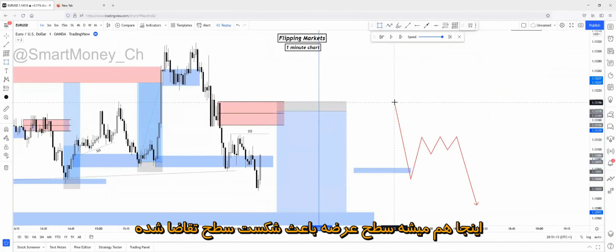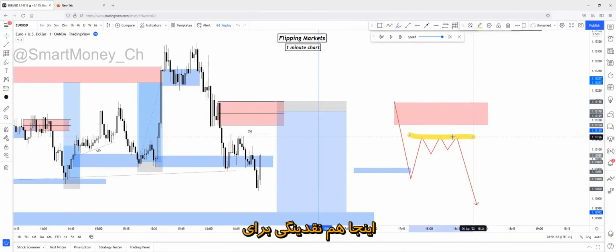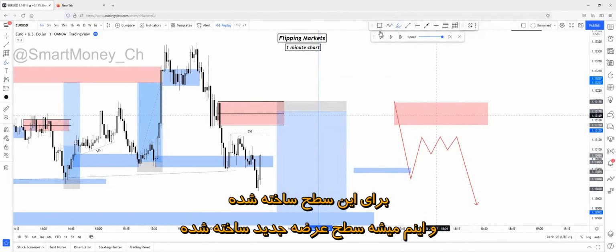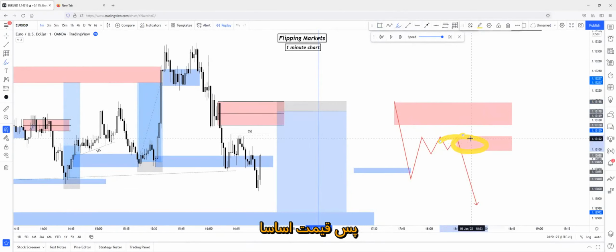Here's the supply zone that has created the demand break. Here's the liquidity built up for this zone. Here's a freshly formed supply zone in this region. This is a trap for the new sellers. This is a trap for retail traders.